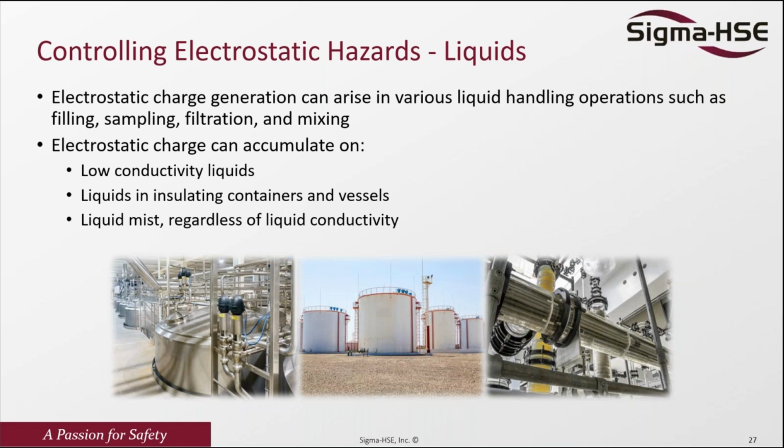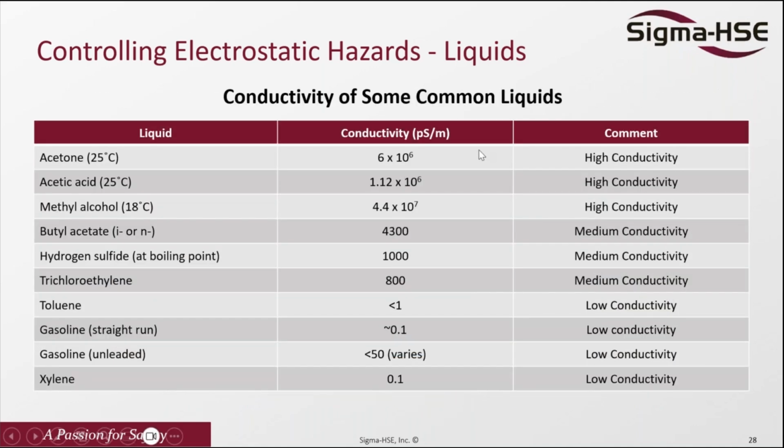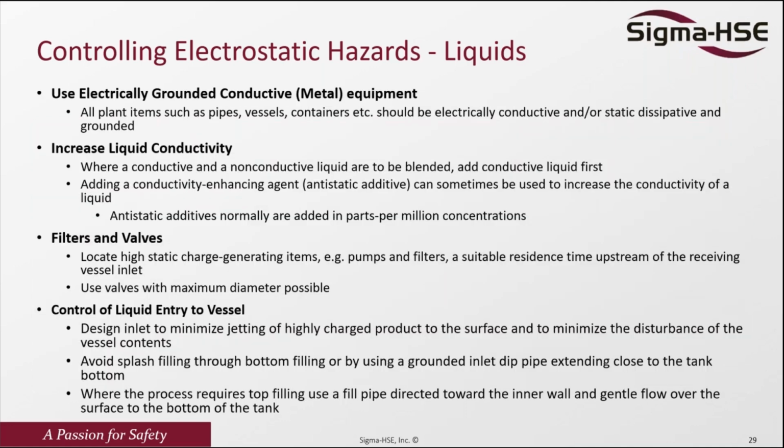Or a liquid mist, which consists of droplets. Whether it's conductive or not conductive, it's still a hazard. And these are some of the conductivities of these materials. Acetone is highly conductive, and when you come to gasoline, you can see low conductivity. So always you need to know the conductivity of your material. Knowing the conductivity will help you know whether this material is insulating, and whether you need to add a static or anti-static additive into your liquid to increase the conductivity.